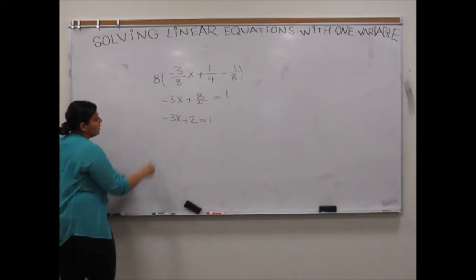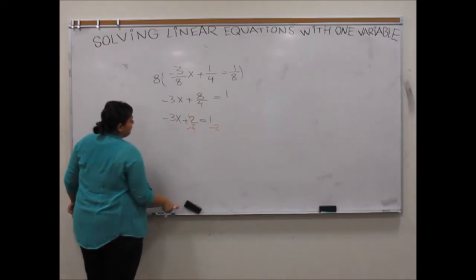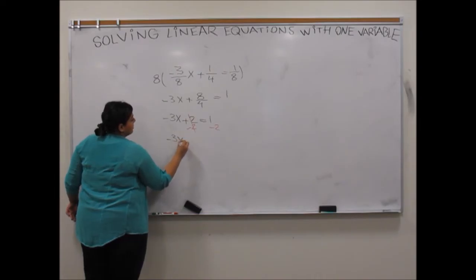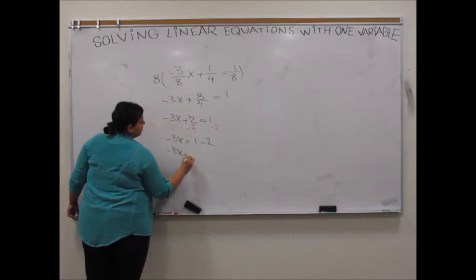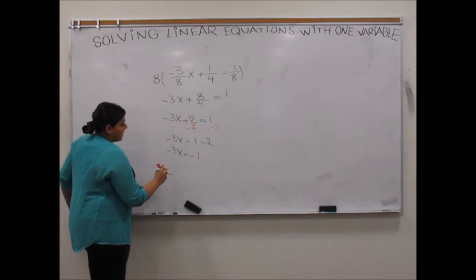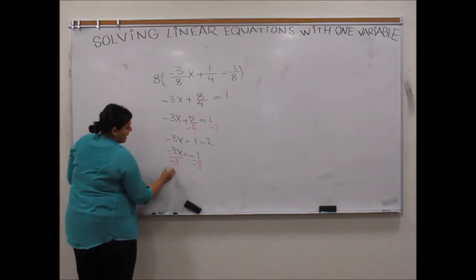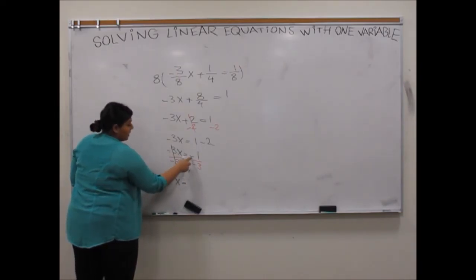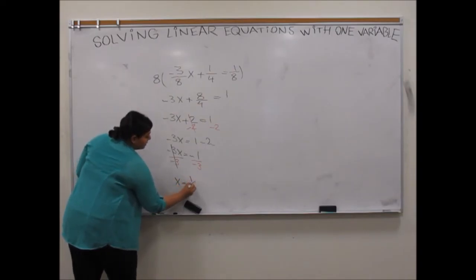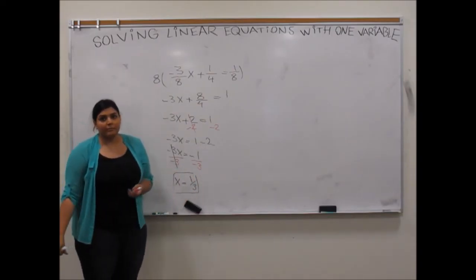So in order to find that out, I have to get rid of that 2. So negative 3x equals 1 minus 2, and 1 minus 2 is just negative 1. In order to have x alone, I'm going to divide both sides by negative 3. I'm going to have x equals, negative and negative will be positive, so I just have 1/3. Why don't you go ahead and try this one?